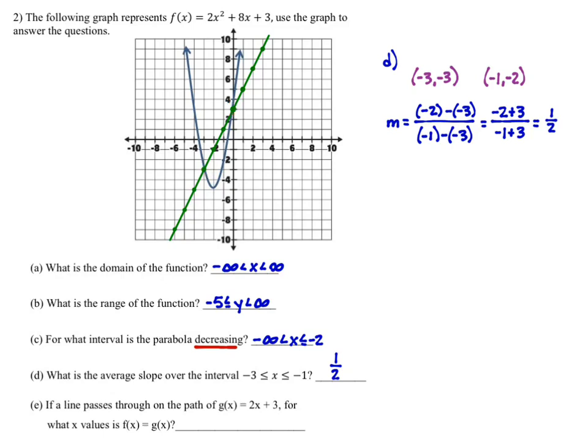The question here says if the line passes through the parabola, at what x values? Well, we can see that it passes through the parabola at this point and at this point. So what are those x values? Well, those x values are x equals negative 3 and x equals 0. So those are our two answers there.